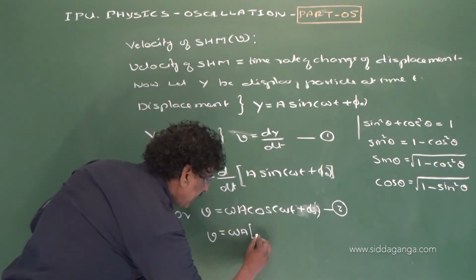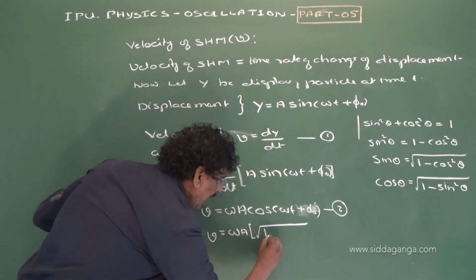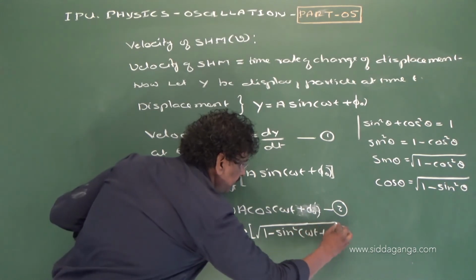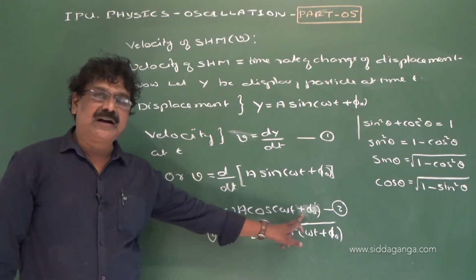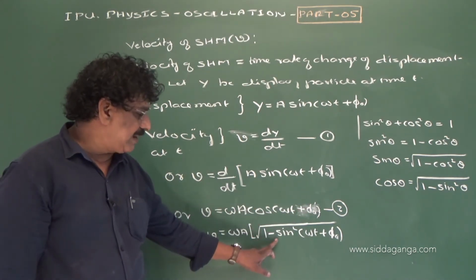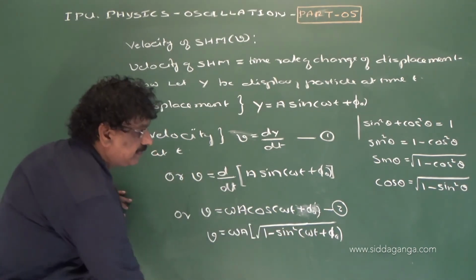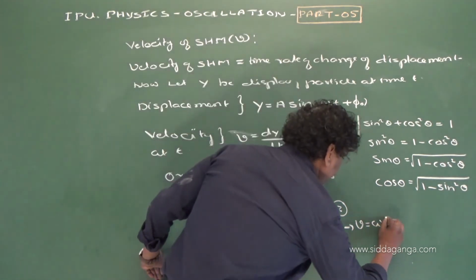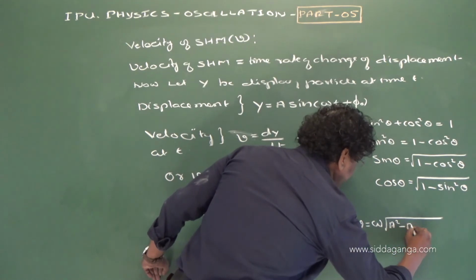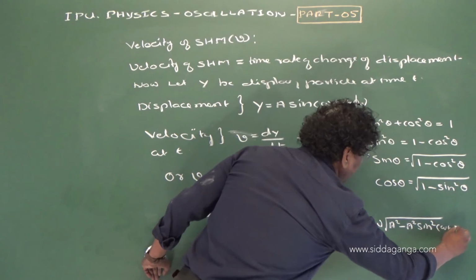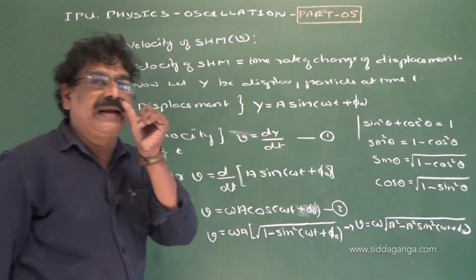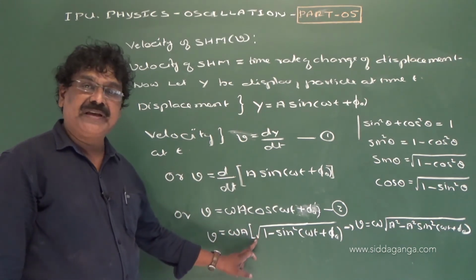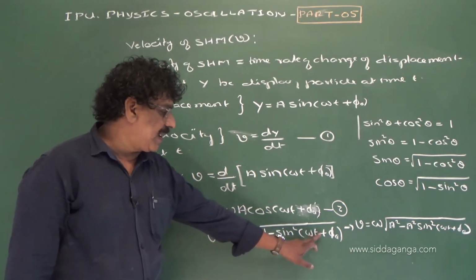Therefore this cos omega t plus phi naught can be written as square root of 1 minus sin square omega t plus phi naught, or this implies v is equal to omega, taking a inside the square root, this is equal to square root of a square minus a square sin square omega t plus phi naught. This becomes v is equal to omega into square root of a square minus a square sin square omega t plus phi naught.